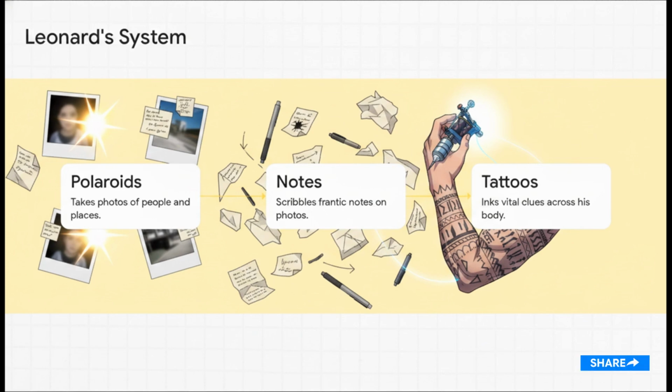Well, he has to physically substitute his failing mind with a highly elaborate and honestly pretty unreliable system. He takes Polaroid photos of people and places, scribbles frantic notes on the back of them, and for the absolutely crucial clues, he literally tattoos them onto his own body. It's a fascinating narrative device. He's essentially outsourcing his memory to his environment. But, as we'll see, that leaves him incredibly vulnerable to being manipulated by others.